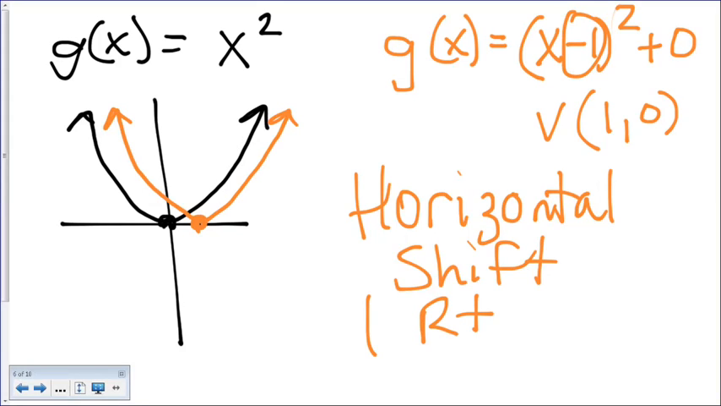Okay? So half the battle is recognizing what kind of parent function or original function I have, then being able to recognize, okay, I know what that's supposed to look like, then how do I move that function based on what values are with x, or what values are attached to the x. So let's go ahead and go to our next slide here.